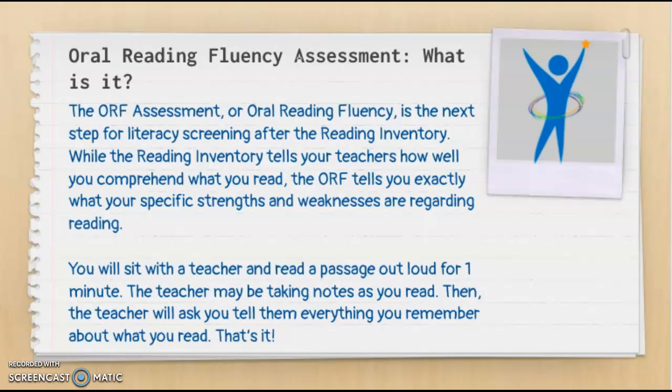Talk to them about the process. Tell them that they're going to read a passage out loud for 1 minute, that I may be taking notes as you read, and then they're going to have to recall what they remember in the passage, and that's it. It's short, simple, but gives us a lot of information.